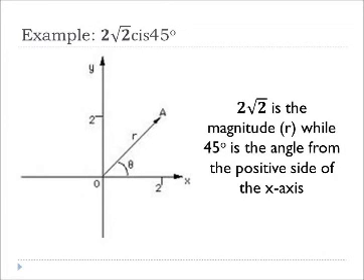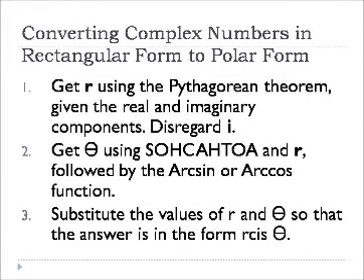We are given 2 square root of 2 cis 45 degrees. 2 square root of 2 is the magnitude, and 45 degrees is the angle from the positive side of the x-axis. To convert rectangular form to polar form, here are the steps.